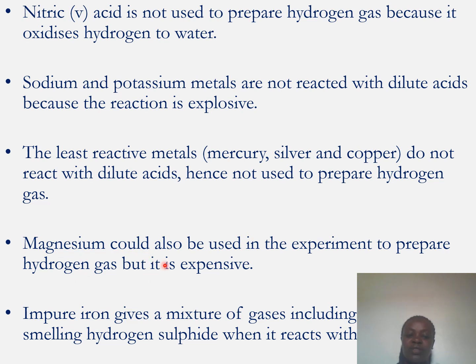Magnesium is another metal that can be used to prepare hydrogen gas. But why don't we use magnesium? Because magnesium is very expensive. It will make this process very, very expensive. So to minimize cost, we use zinc in place of magnesium. Also, iron is not used. It contains a mixture of gases.